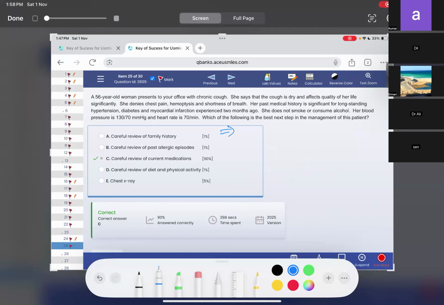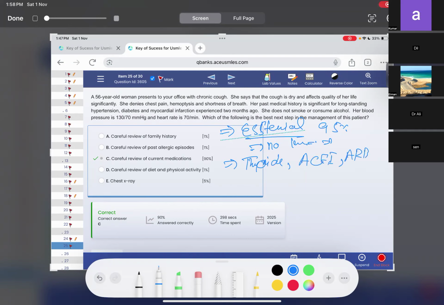So generally in essential hypertension, can anybody tell us what is essential hypertension? It is idiopathic hypertension, in which there is no known reason behind the hypertension. In this we usually go with these 4 drugs: thiazide diuretics, ACE inhibitors, ARBs, and calcium channel blockers. You can give them any of these 4 in this individual.